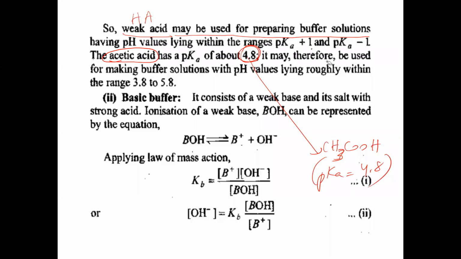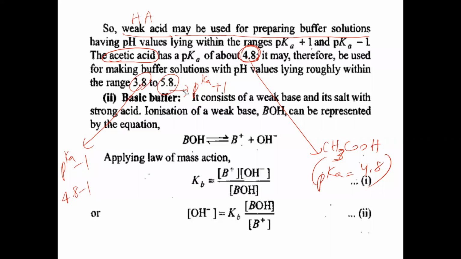This acetic acid may therefore be used for making buffer solutions with pH values lying roughly within the range of 3.8 to 5.8. 3.8 is pKa minus 1, that is 4.8 minus 1. And 5.8 is pKa plus 1, that is 4.8 plus 1. Is the concept clear to all?